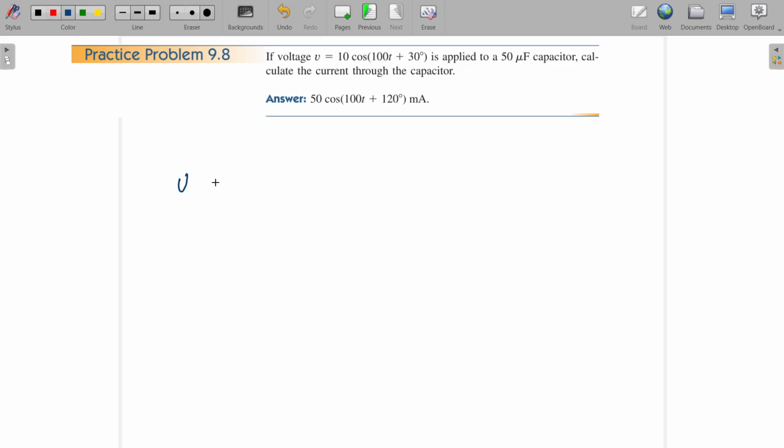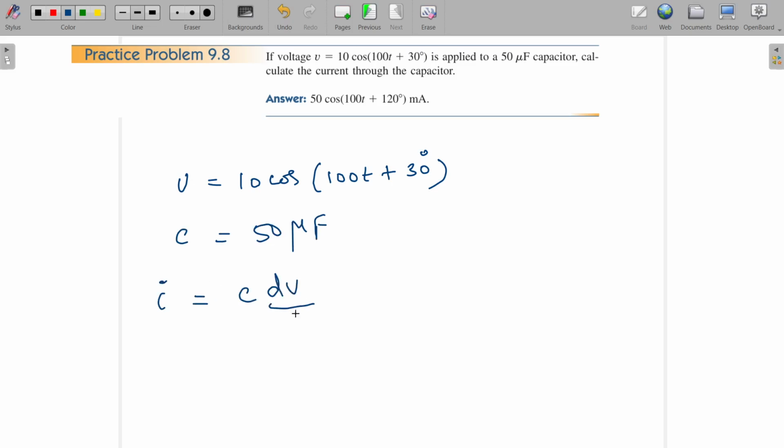So what is available here? The voltage v is equal to 10 cos(100t + 30 degrees), and the capacitor value is given, that is 50 microfarad. And we know the formula that i is equal to C dv/dt, isn't it? i is equal to C dv/dt. So we are going to use this in phasor format.